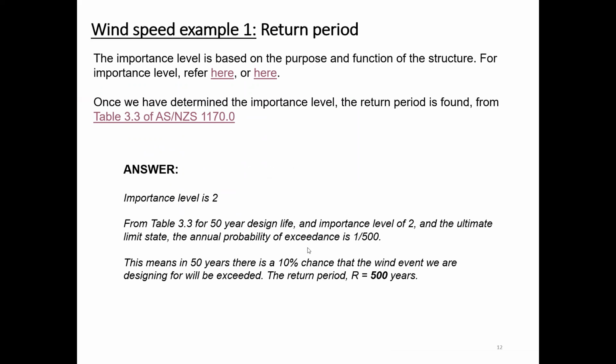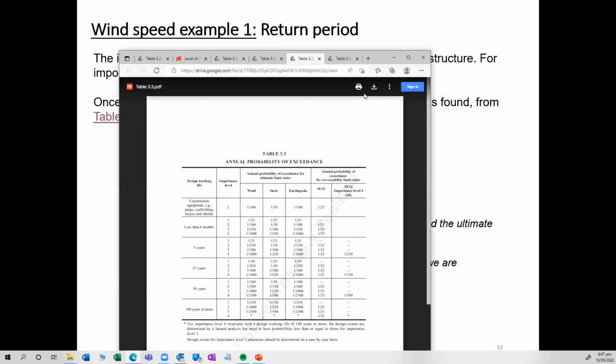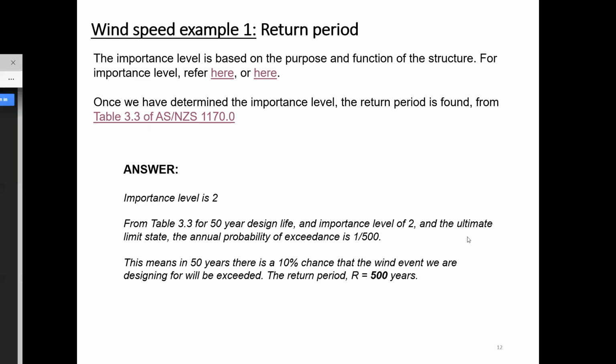Okay, from table 3.3, for 50-year design life, importance level 2, ultimate annual probability of exceedance is 1 in 500. This means in 50 years, there's a 10% chance that the wind event we are designing for will be exceeded. Return period R equals 500 years. Okay, so I haven't asked for the serviceability one. We're just doing the ultimate limit state one for now. So did all of you guys get this correct? No problems? Okay, let's go on to the next step.